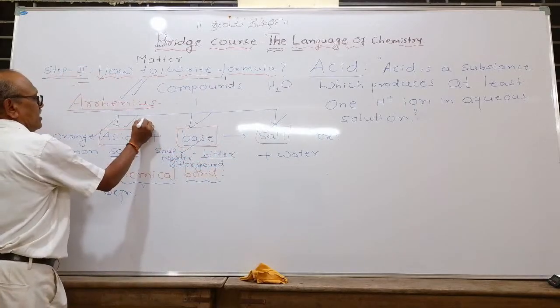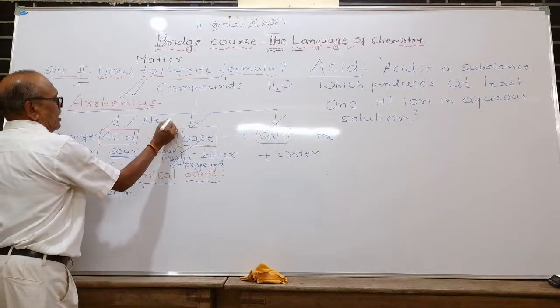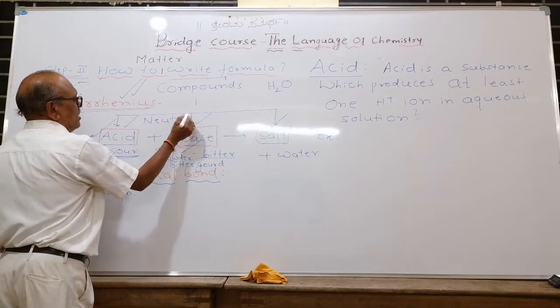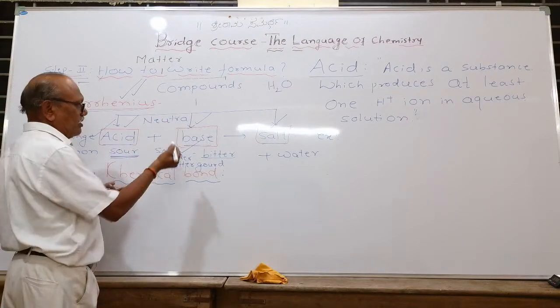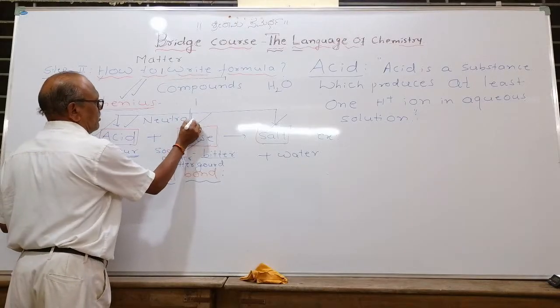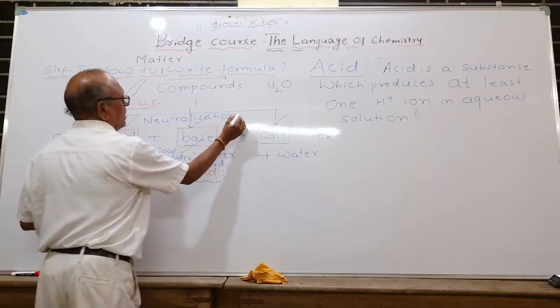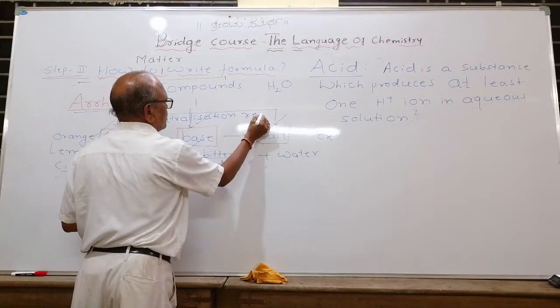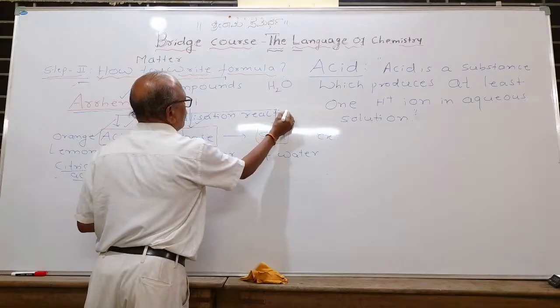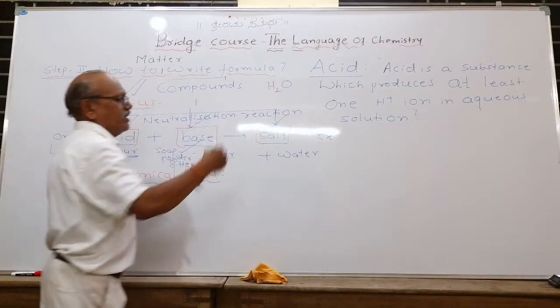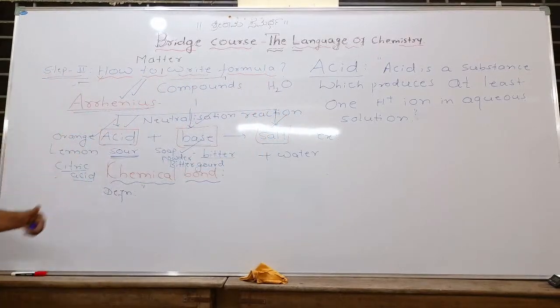What is it called? The first reaction you have to learn in the first chapter, chemical reactions and equations. You are learning types of reactions. The first type of reaction is the neutralization reaction. I will start the study of chemical reactions and chemical equations with this in the bridge course. That is the neutralization reaction. I will tell you step by step.